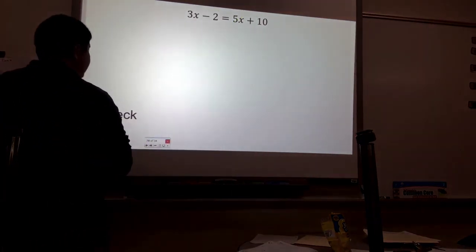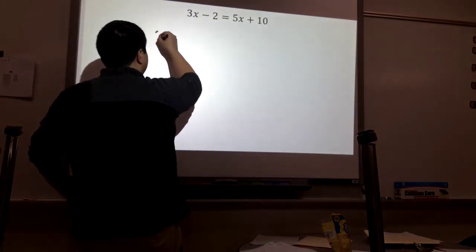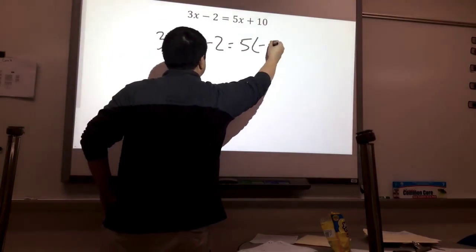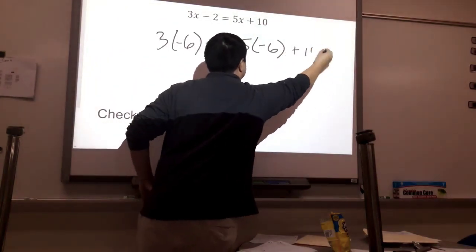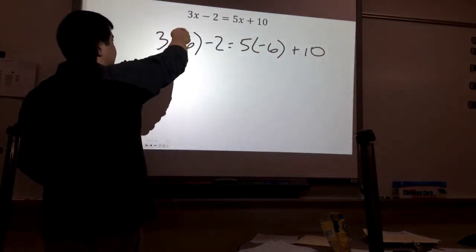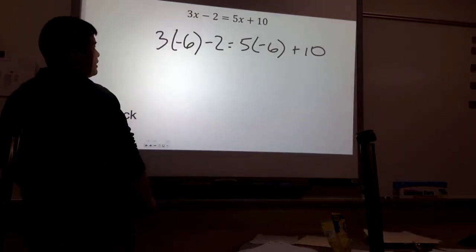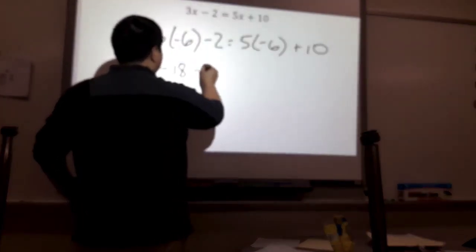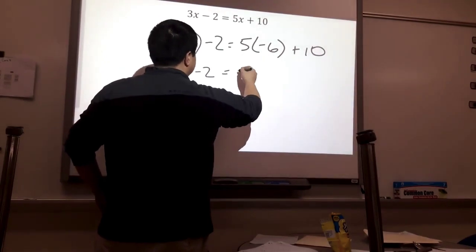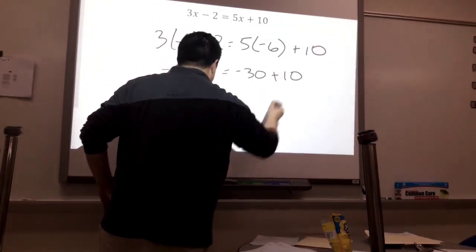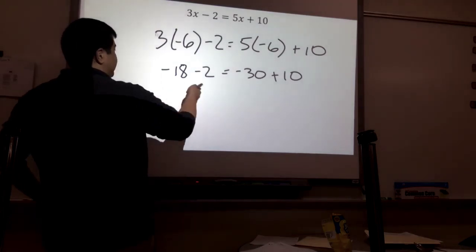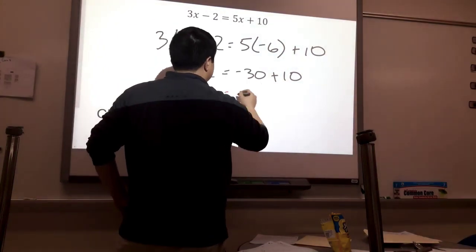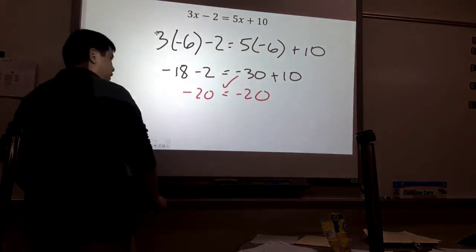Let's try it out. 3 times negative 6 minus 2 equals 5 times negative 6 plus 10. Replace all the x's with negative 6. Follow order of operations for each side. First thing we're going to do is multiply. 3 times negative 6 is negative 18 minus 2. 5 times negative 6 is negative 30 plus 10. Negative 18 minus 2 is in fact negative 20. Negative 30 plus 10 is negative 20 as well. We did it correctly.